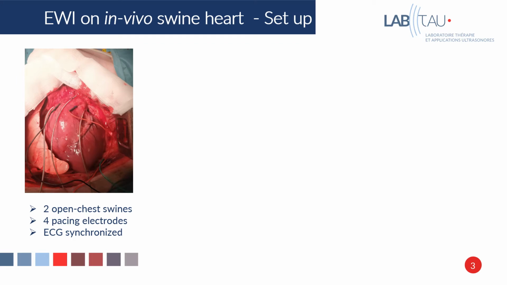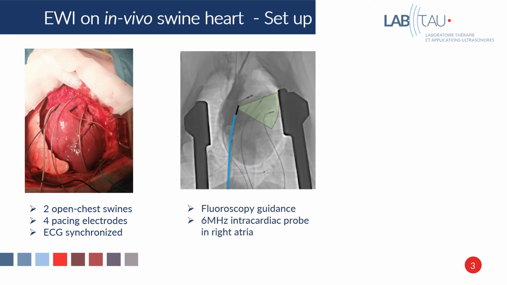So for this study, we used an in-vivo model, so 2 open chest swines, on which we screwed pacing electrodes, to reproduce focal arrhythmias behavior. And we also recorded the local electrical activity of the heart.